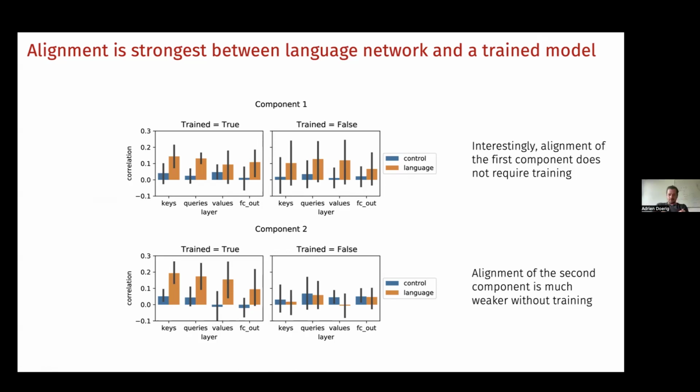Can I ask how you interpret what this means about the role of component one, which is sort of dealt with properly by an untrained model? What kind of thing is it doing? I don't know yet. I think this is a mystery that the field needs to figure out, which is why untrained models are so good at predicting brain responses in the language network.